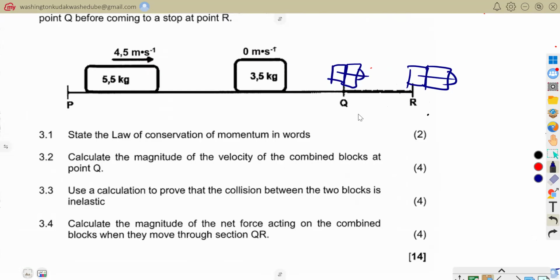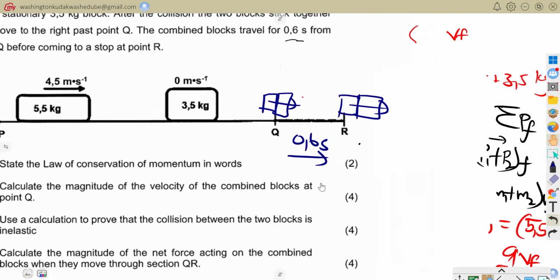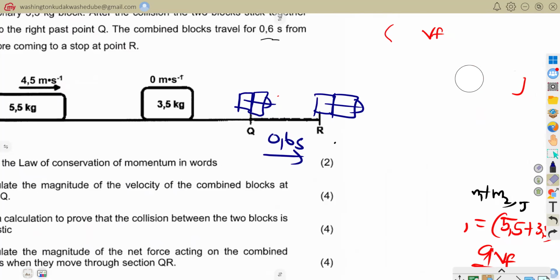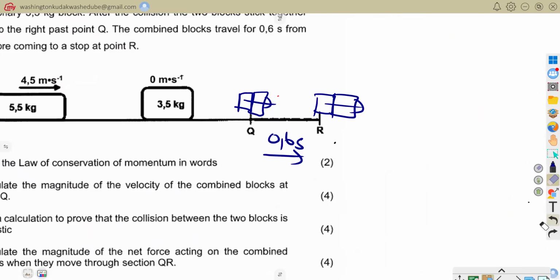But we have been told that these two objects move in a time of 0.6 seconds. So this is where I would say that you can apply this theorem that I'm emphasizing here, that net force is equal to rate of change of momentum.